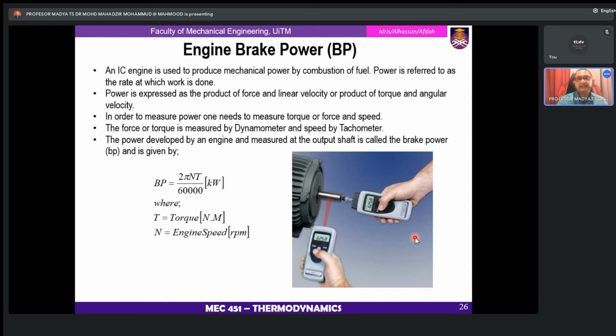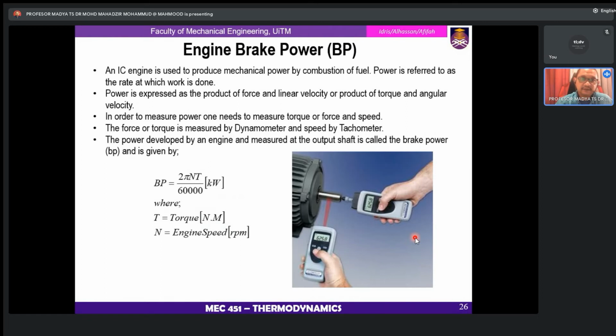Power is expressed as the product of force and linear velocity, and the product of torque and angular velocity. Okay, that is power. When we talk about power, you know the power is as you determine. In order to measure power, we need to measure torque or force and speed.